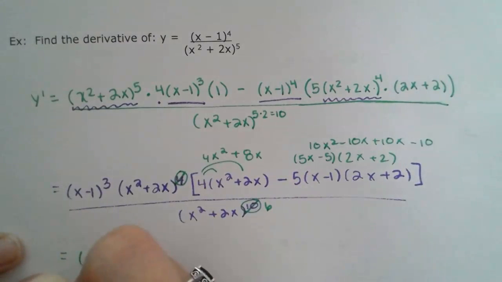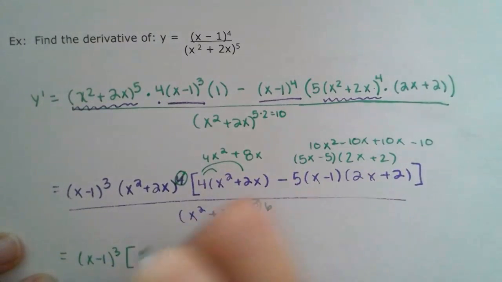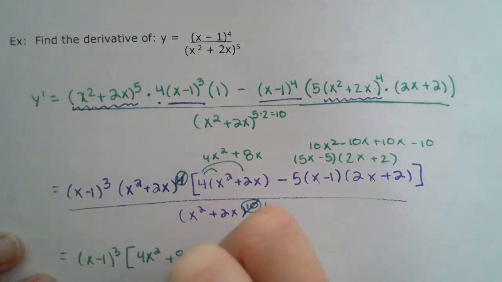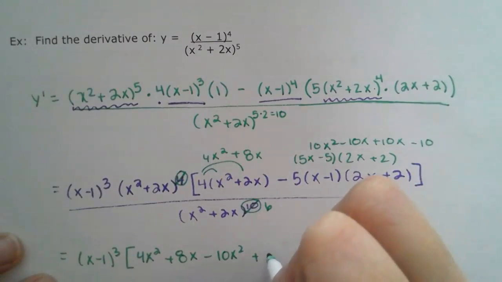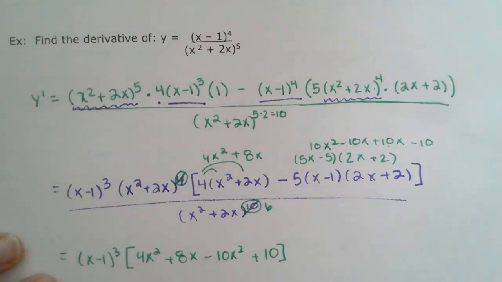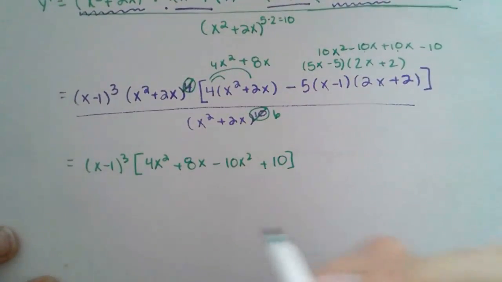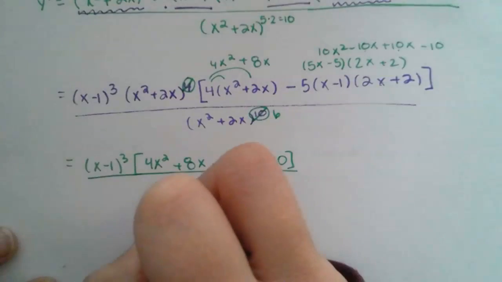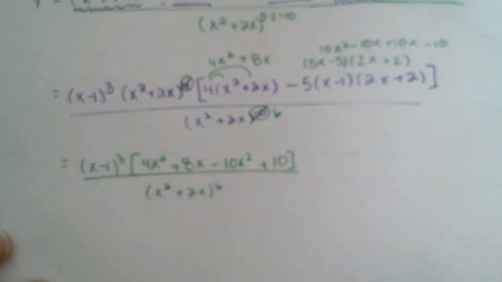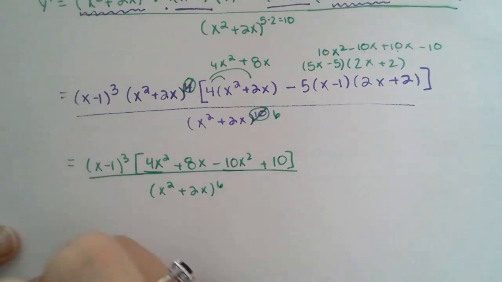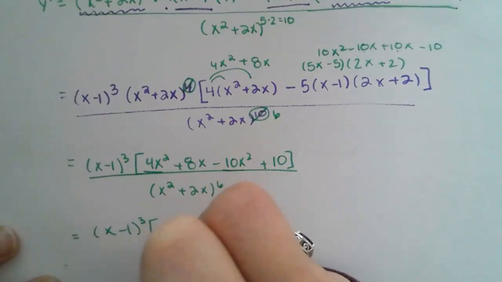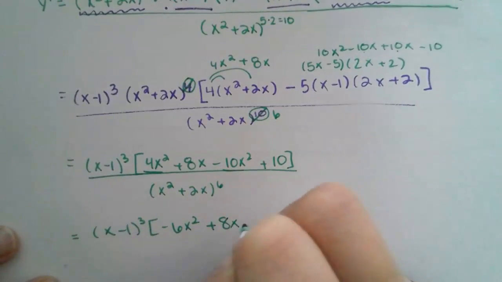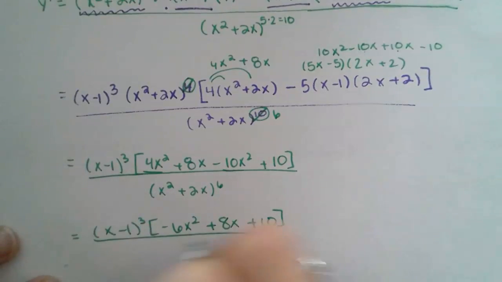And then we have x minus 1 cubed, 4x squared plus 8x, minus 10x squared plus 10, because the minus 10x and plus 10x cancel, all over x squared plus 2x to the 6th. Combining one last set of like terms, we get x minus 3 cubed, negative 6x squared, plus 8x plus 10, all over x squared plus 2x to the 6th power.